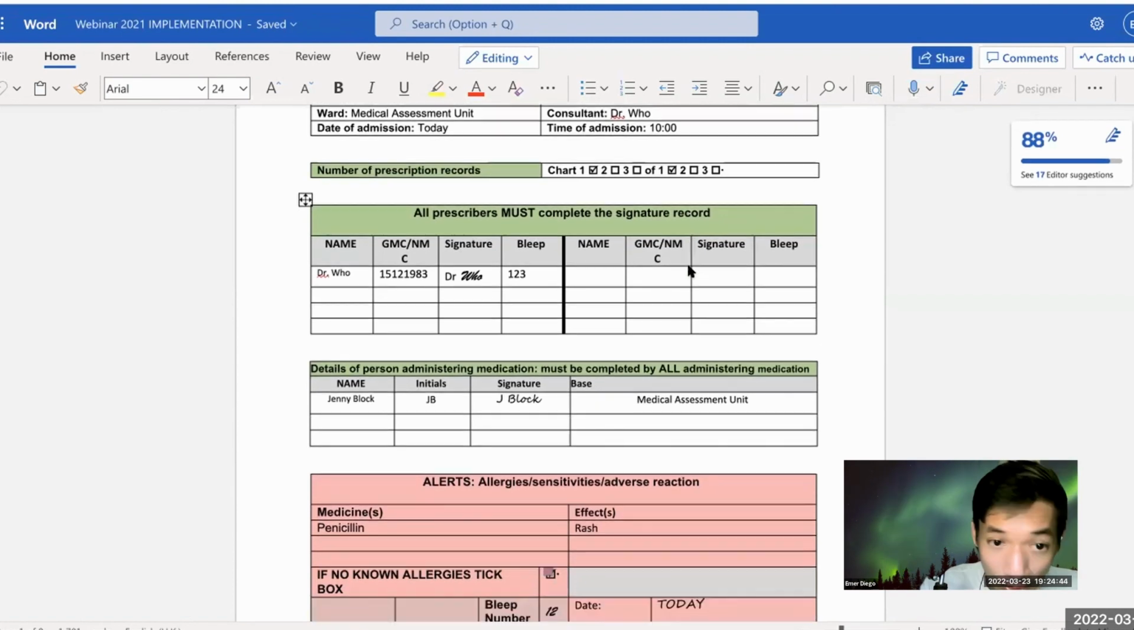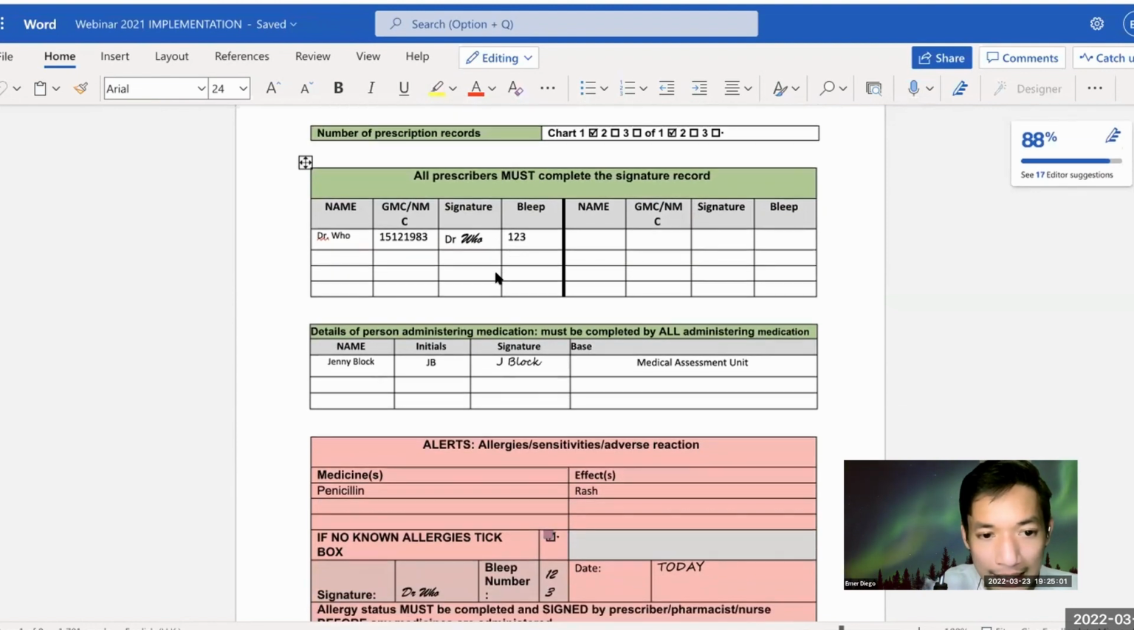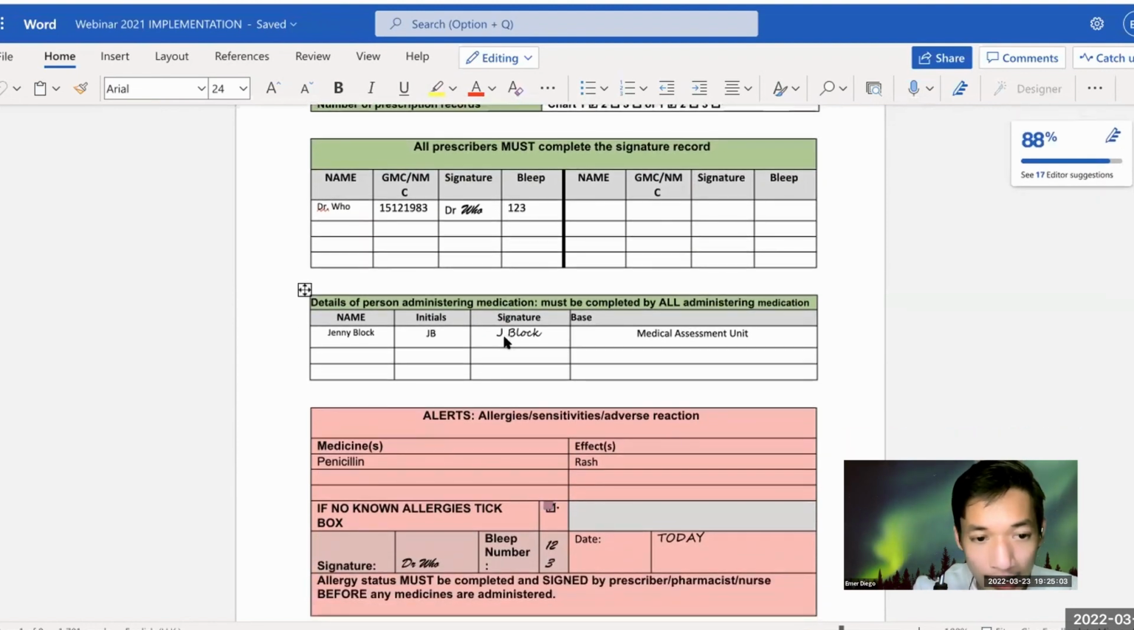So next is the prescriber. Name is Doctor Who. GMC is 1512198, signed by Doctor Who, bleep number 123. So for the doctors, guys, the equivalent is the GMC. It's similar to your NMC. Next table. Person administering the medication. So first is Jenny Block. Initial is JB, signed by JB. Base is medical assessment unit.